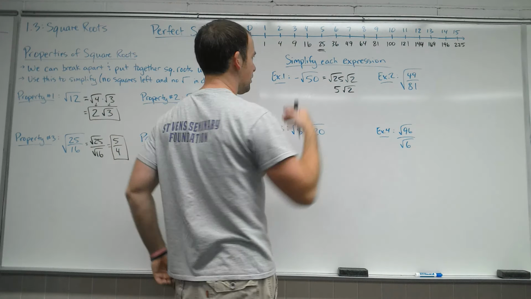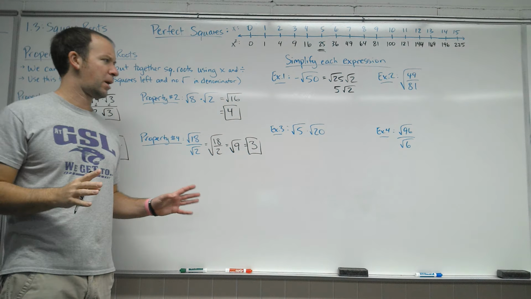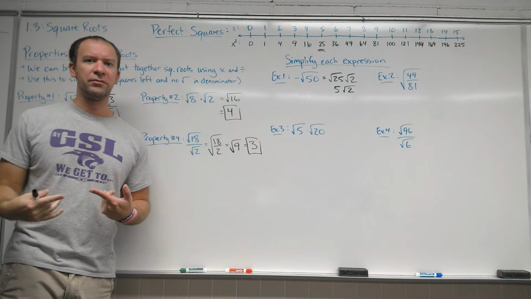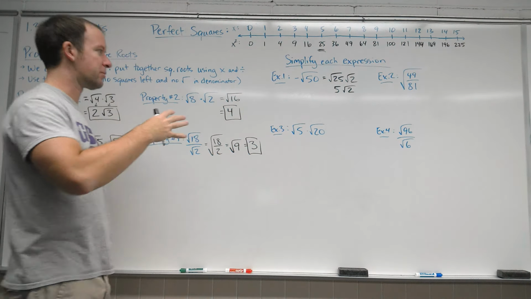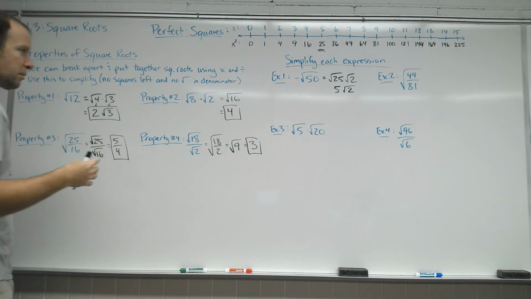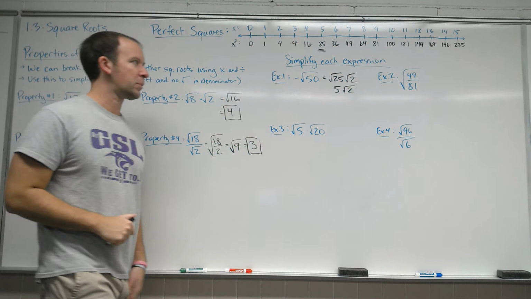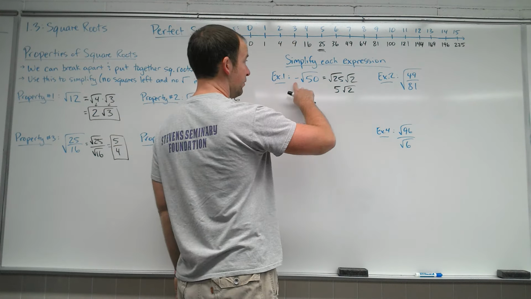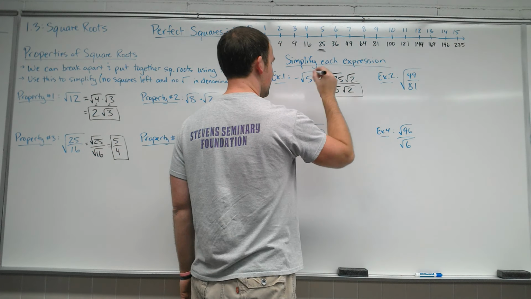And the other thing that's really good about this, that goes way beyond square root stuff and way beyond algebra, is that this is really good for just your basic multiplication and division skills. This is one of those things where the more you do it, the better you'll get at basic math without even really realizing it, which is really cool. So 5 square roots of 2, and then don't forget the original problem was negative, so just slap the negative on there.